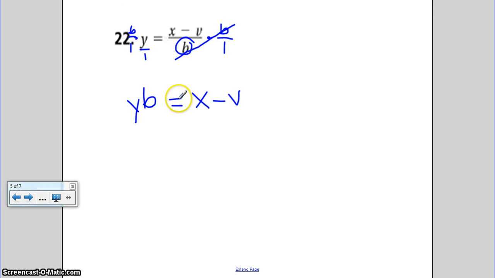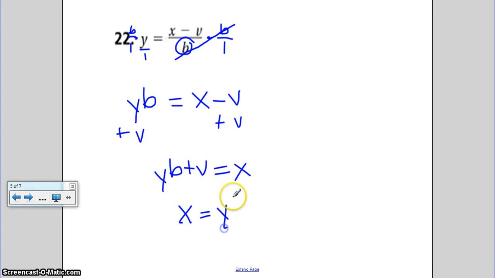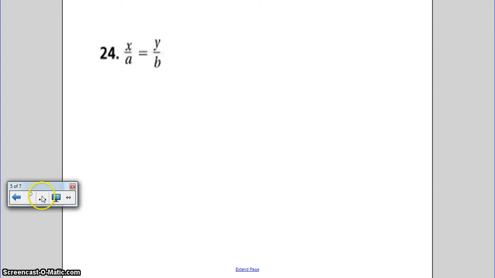Now, I want x by itself. Right now it's x minus v. I'm going to add v to both sides of my equation, and I'm going to be left with yb plus v equals x, or x equals yb plus v. So again, just solve it for x.